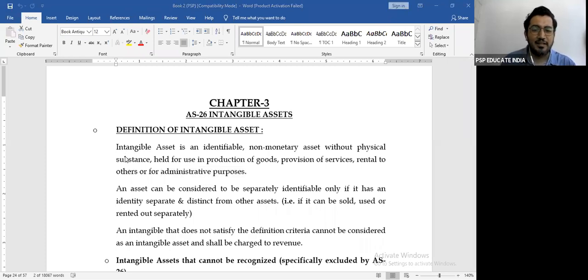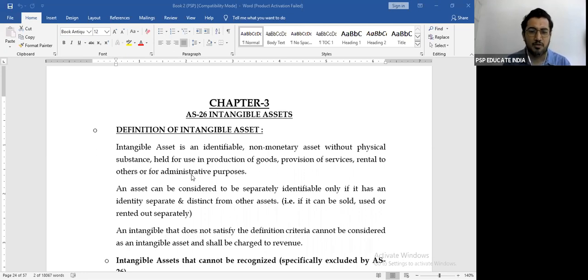What is an intangible? An intangible asset is an identifiable, non-monetary asset without physical substance, which is held for production of goods, provision of services, rental to others, and for administrative purposes, right? So again, let's quickly revise the definition. What is an intangible asset? It is an identifiable but non-monetary asset, which is without physical substance, and it is held in the business for four things: production of goods, provision of services, rental to others, and for administrative purposes.